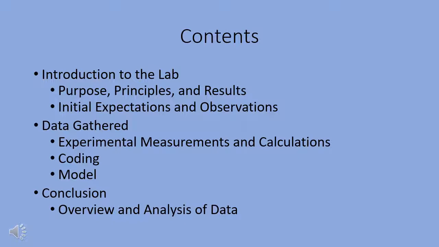This lab report has three main parts. First, the introduction to the lab, where I'll outline the purpose, principles, and results of the lab, as well as my initial expectations and observations of the first part of the lab. Second, the data gathered. Here I'll analyze the experimental measurements and calculations I took for the second part of the lab, as well as the coding and model for that part of the lab that I've produced. Finally, the conclusion. Here I'll analyze the data that I collected for the second part of the lab and answer some theoretical questions about the topics this lab covers.